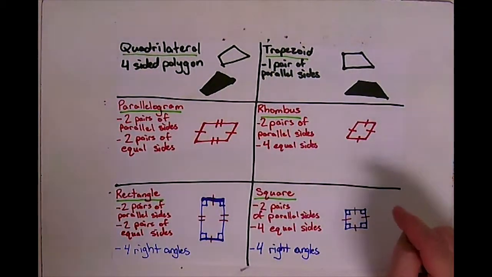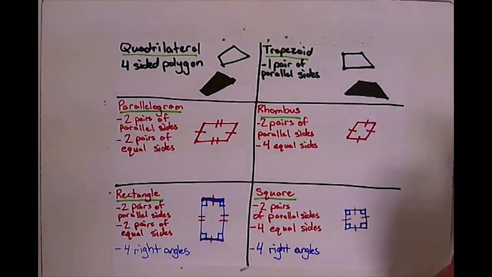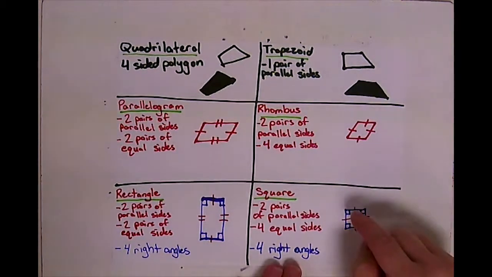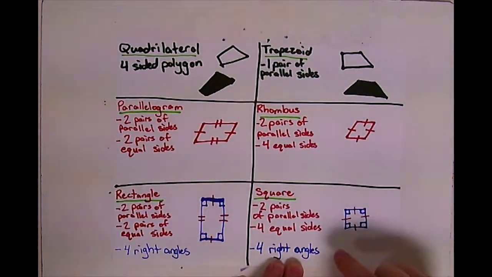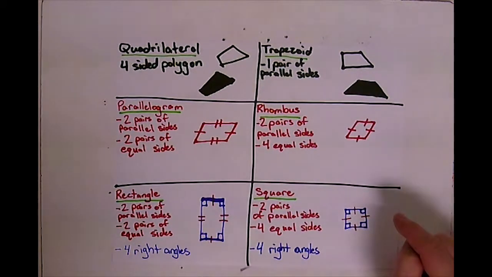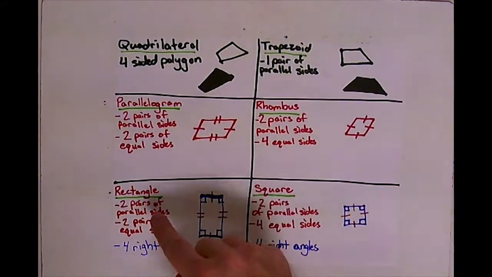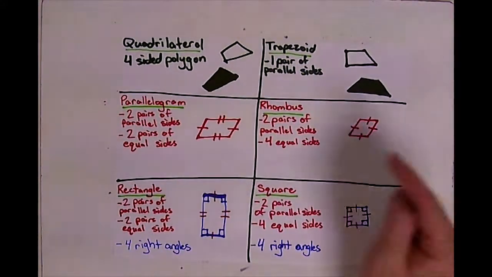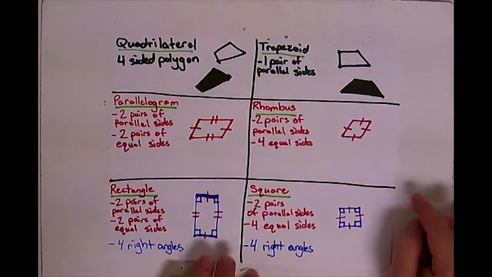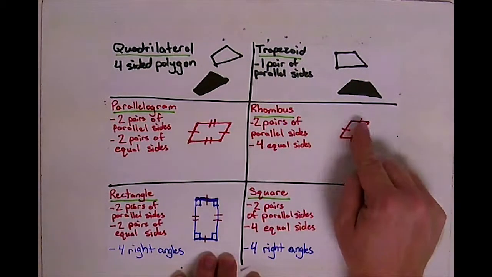And then a square is a lot like a rhombus, except for the angles again. So two pairs of parallel sides, four equal sides, just like a rhombus, but then you also need the four right angles. So make sure that you're looking at all those rules. A square can be defined as a square, but also as a rectangle, also as a rhombus, also as a parallelogram, because it fits all of these rules. But a rhombus can't be defined as a square because it doesn't have right angles.